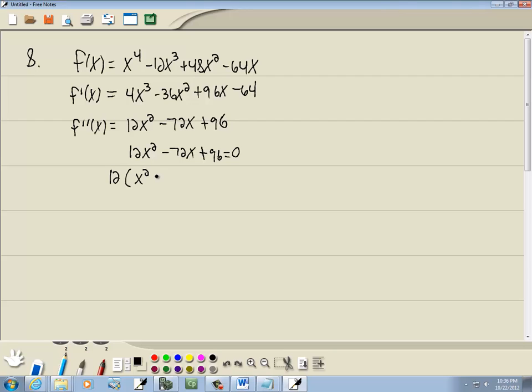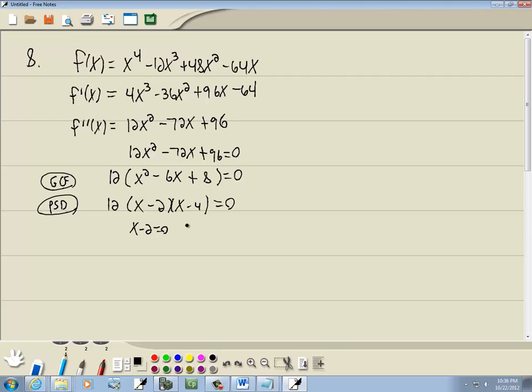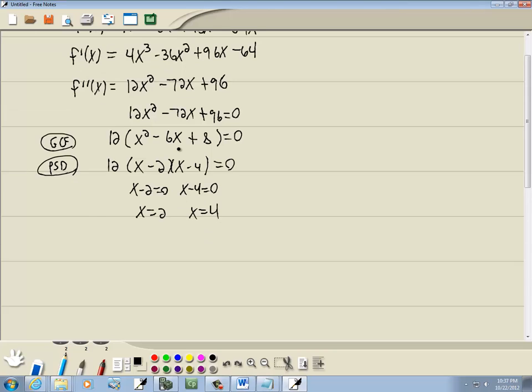So that gives me x squared minus 6x plus 8. Well, now I can, that was GCF there. Now I can use the PSD method to factor it. And this factors as x minus 2 times x minus 4. Now I'm going to set these equal to 0, but it doesn't do me any good to set the 12 equal to 0. So I just set the x minus 2 equal to 0 and the x minus 4 equal to 0. And we get 2 and we get a positive 4. So these are our critical values.